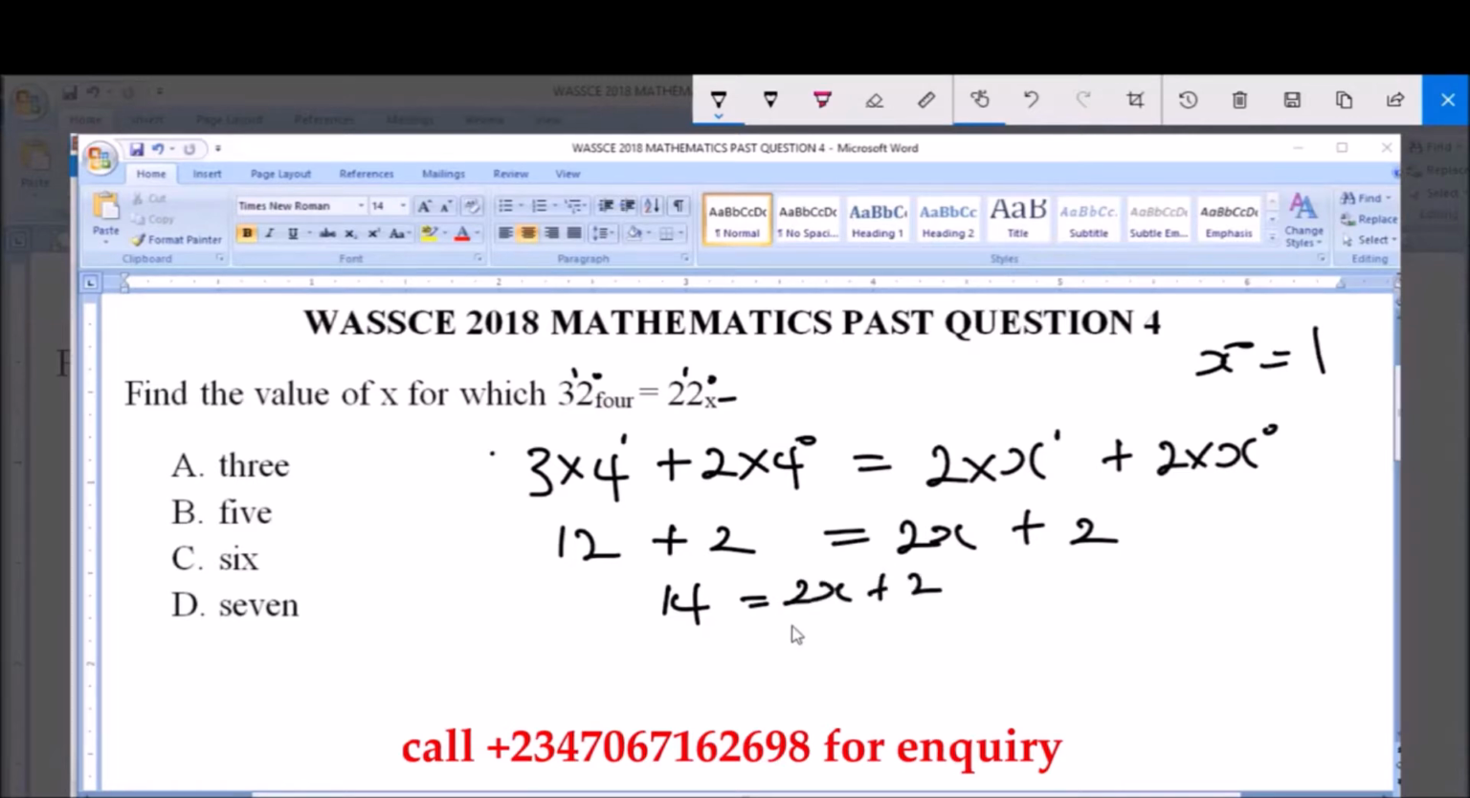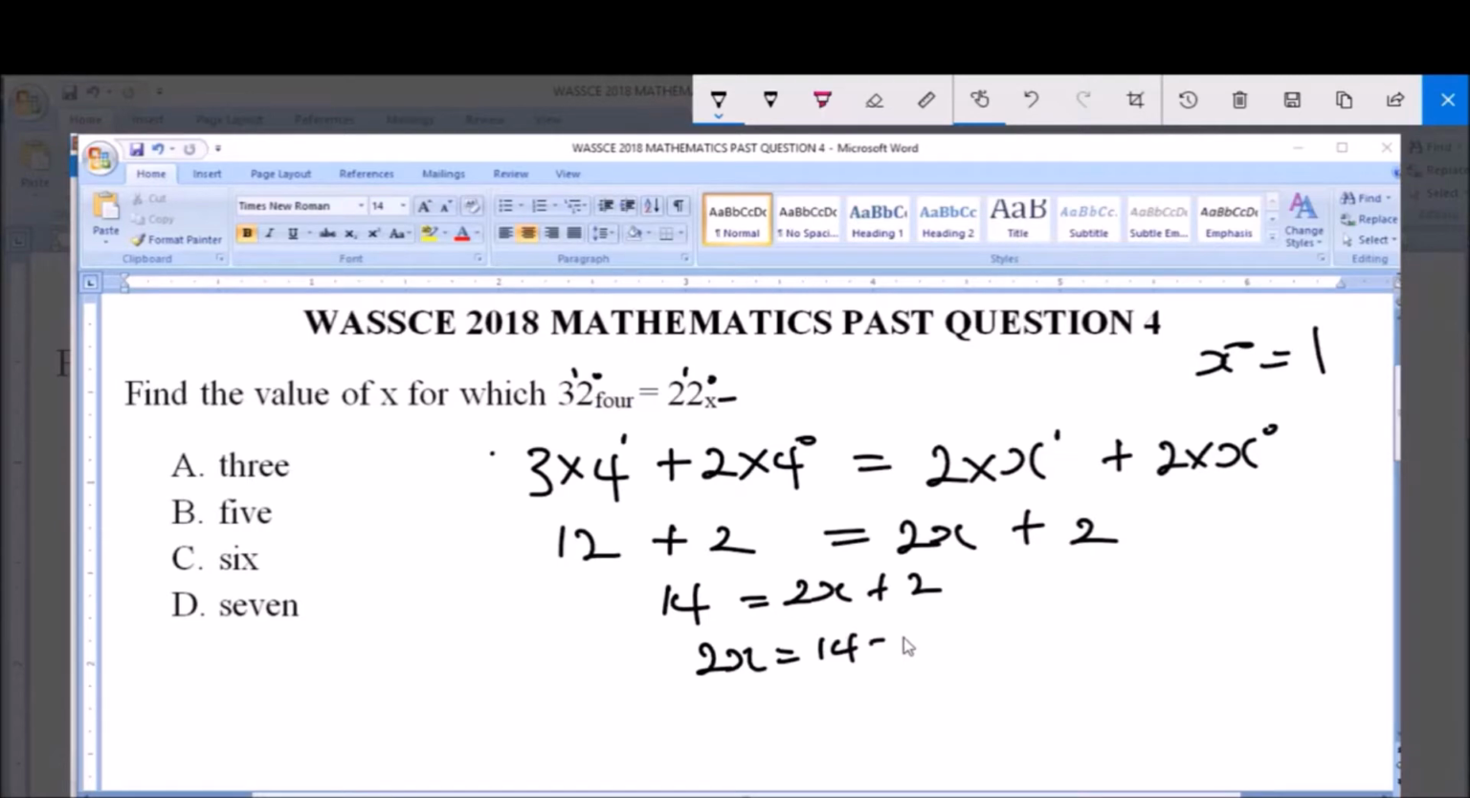Now from this we can say 2x is equal to 14 minus 2, which is 12. Divide both sides by the coefficient of x, which is 2. This 2 cancels this 2, liberating x. Now 2 into 12 will give us 6. So x is equal to 6.